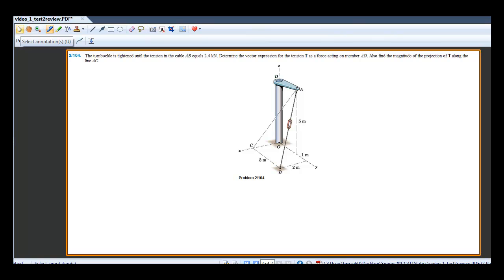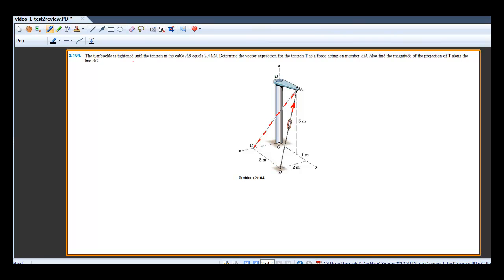So we have tension equal to 2.4 kilonewtons, and that is on AB. So I'll just add that into the free-body diagram there. And they want this tension as a vector expression, so that means they want it in i, j, and k. And they also want the projection of T along the line AC, so they want you to project it across that. So how do we do this?